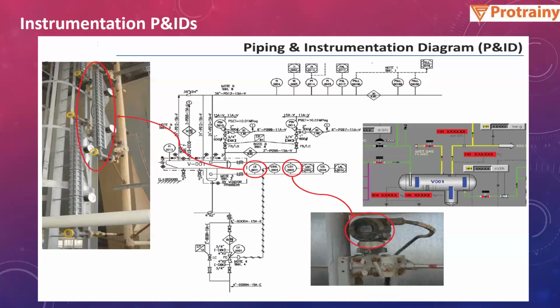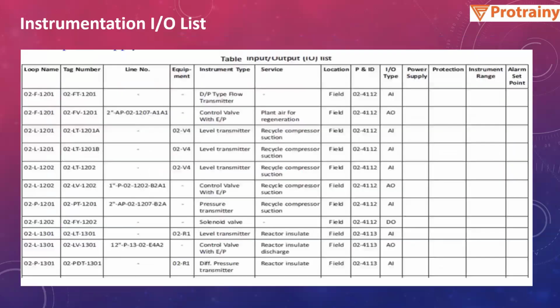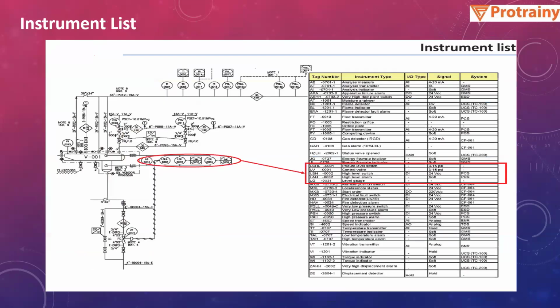Basically, from the PNID, which is developed by process, we get the instrument list. So this is a PNID. The instrument index is developed based on the inputs from the PNID, which basically lists down the instruments required. So this is the instrument list.